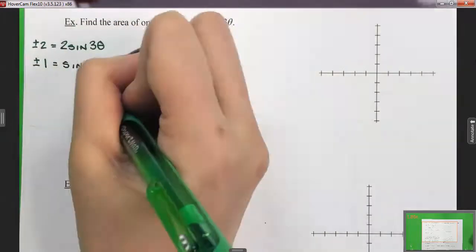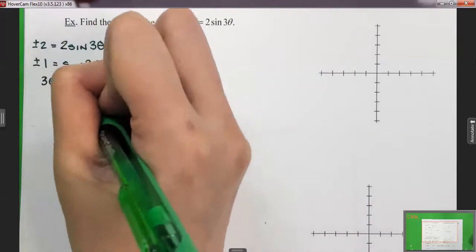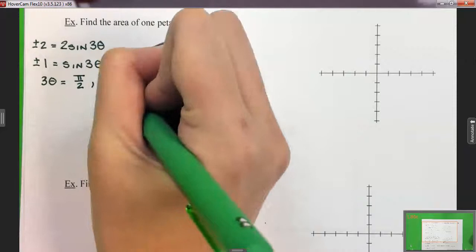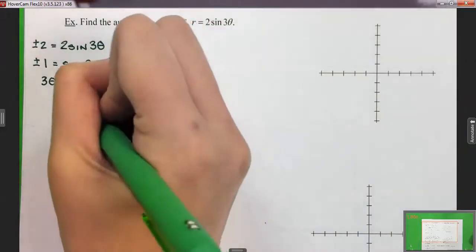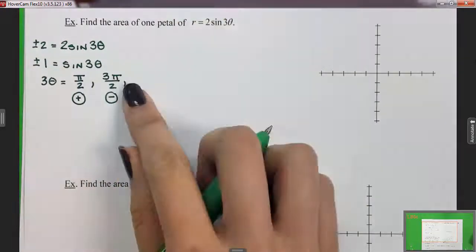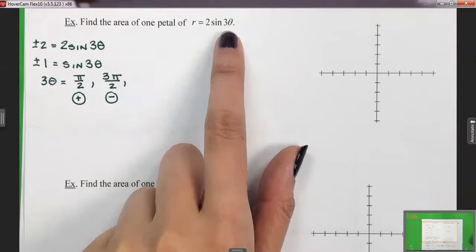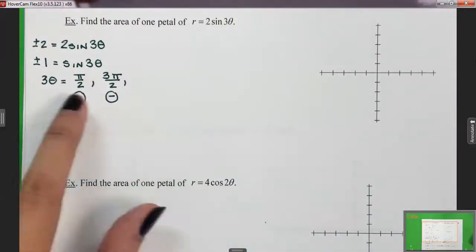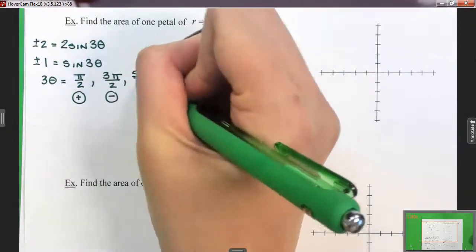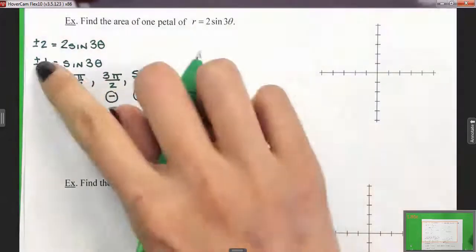Just 3 theta equals pi over 2. When is sine negative 1? 3 pi over 2. So this is where it's positive, and this is where it's negative 1. Then give me one more, because how many petals do I need for this? I need 3 petals, so you might as well find 3 values so you know where all 3 petals are. So 5 pi over 2, and that's also positive, because that will give us a positive 1.